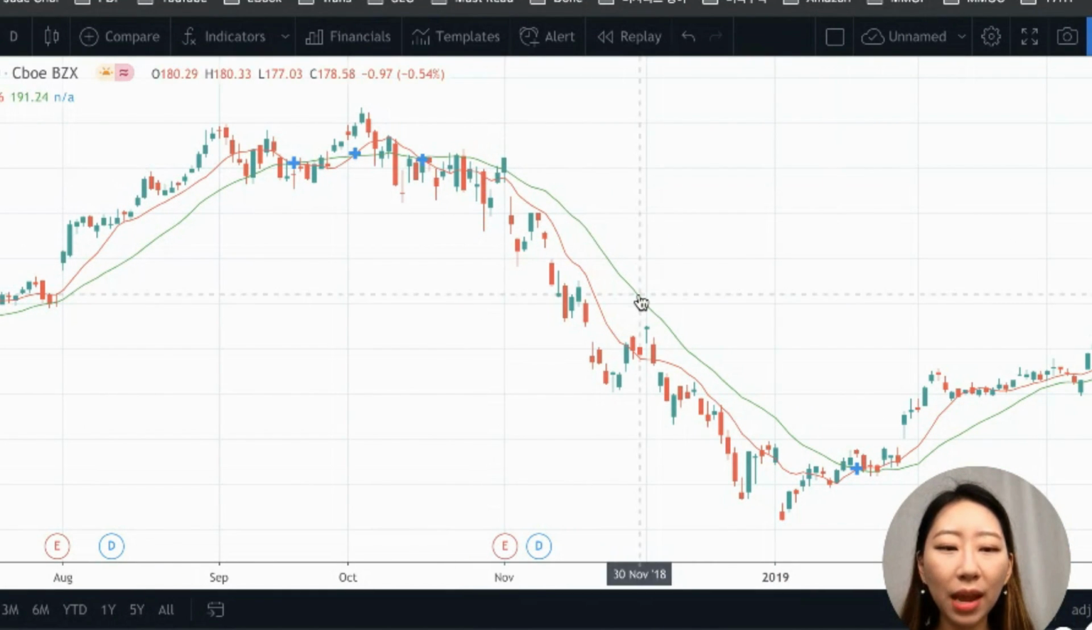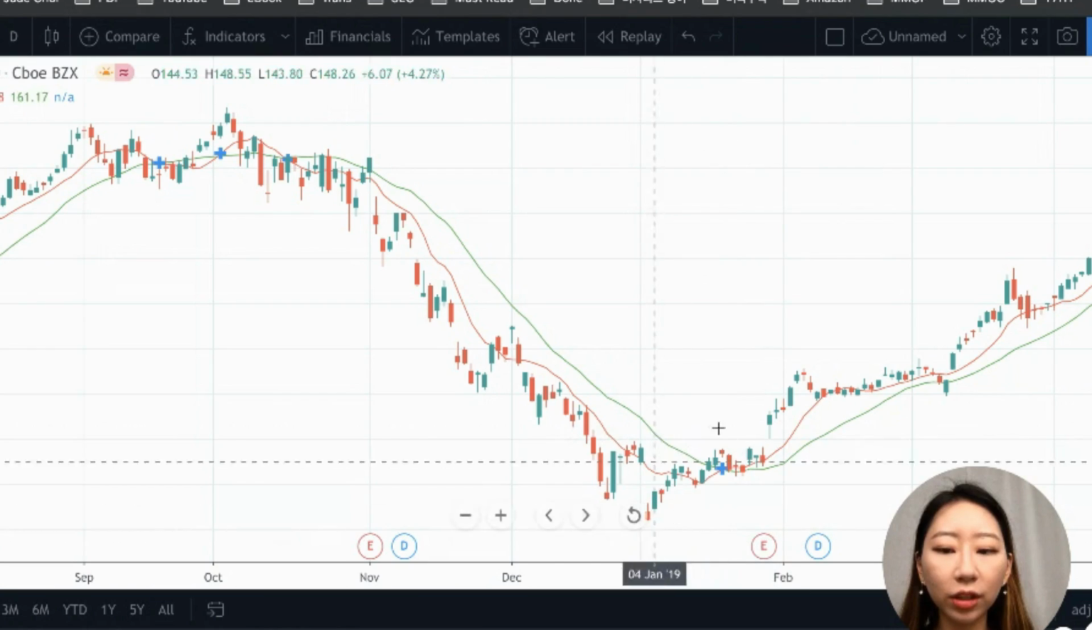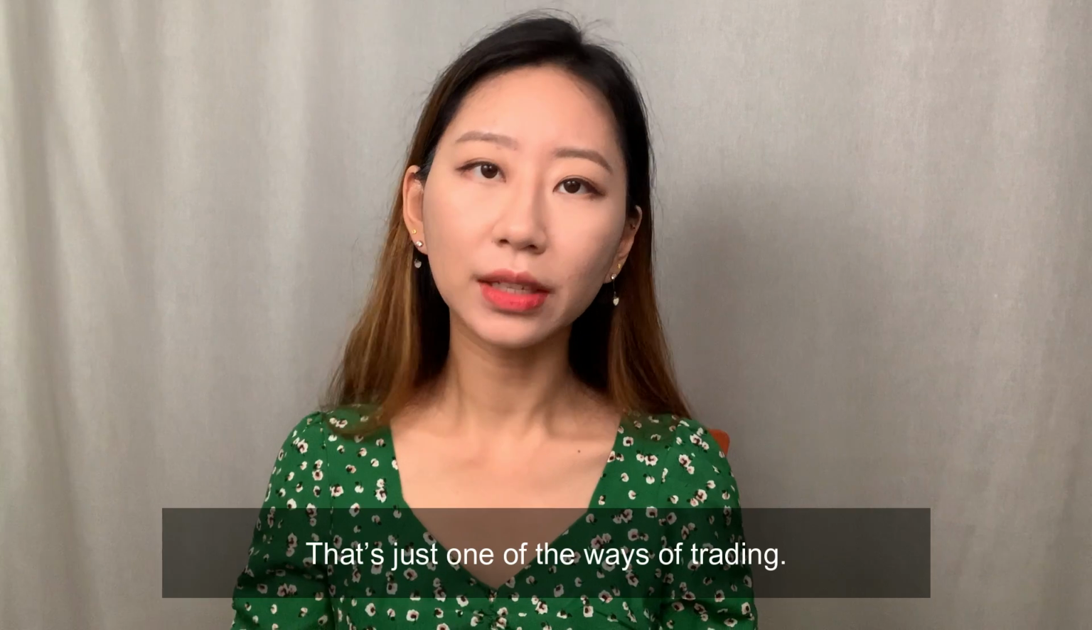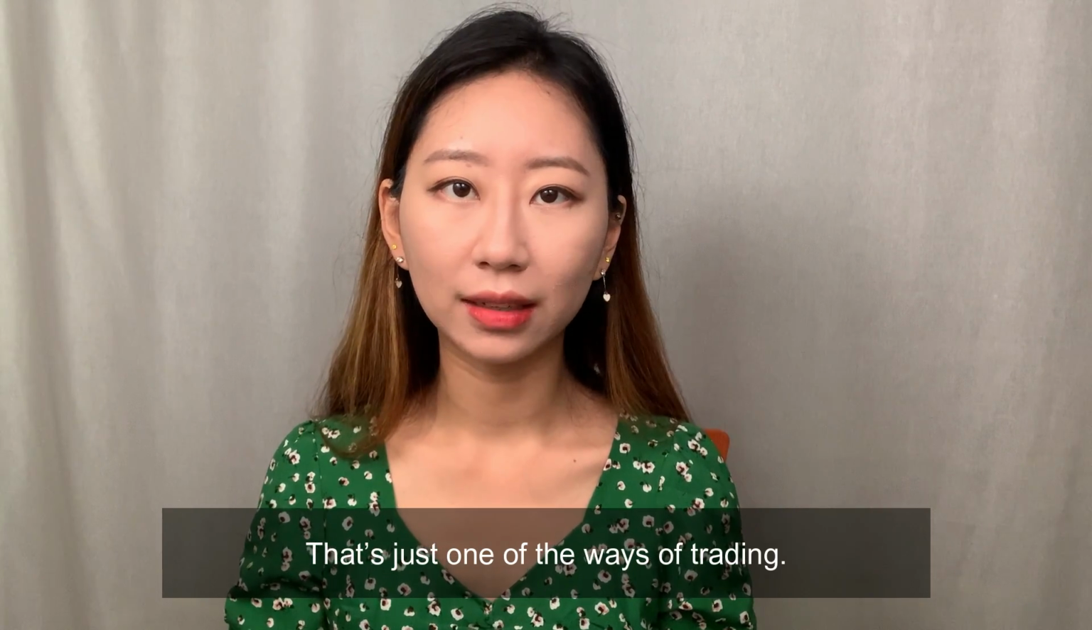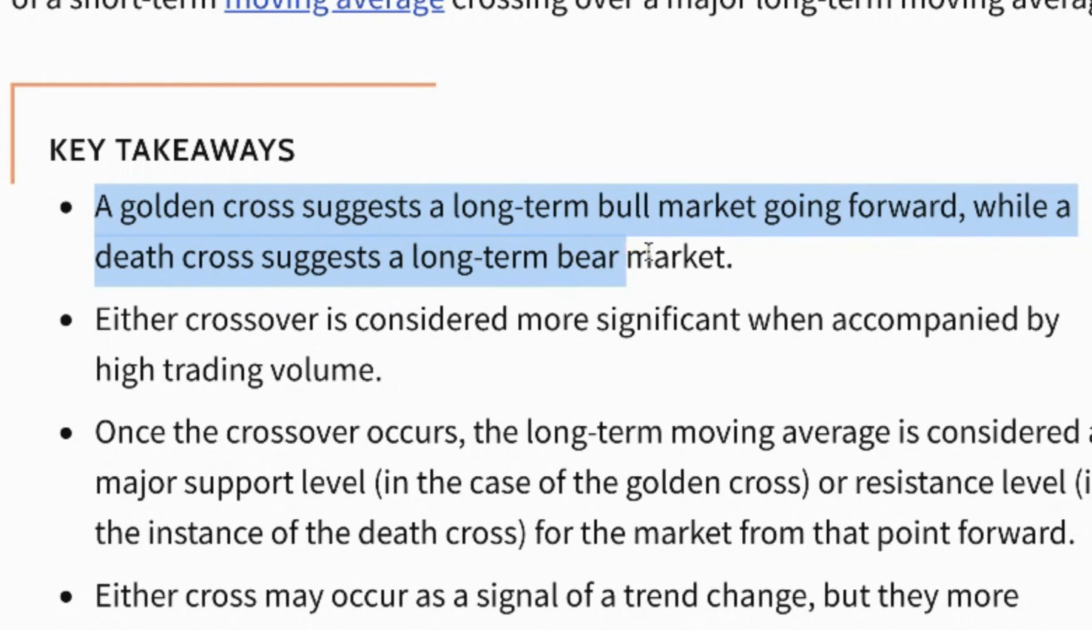So when you see the death cross like this, you might want to consider selling your stocks and maybe buy them later after you see the golden cross. That's just one of the ways of trading. So a golden cross suggests a long-term bull market going forward, while a death cross suggests a long-term bear market.